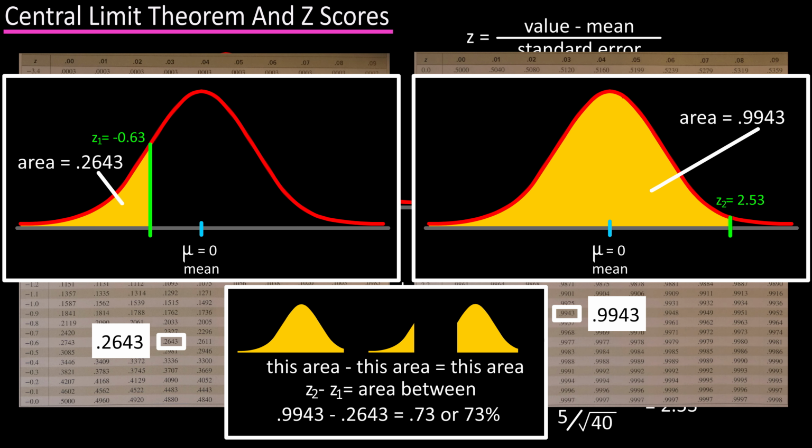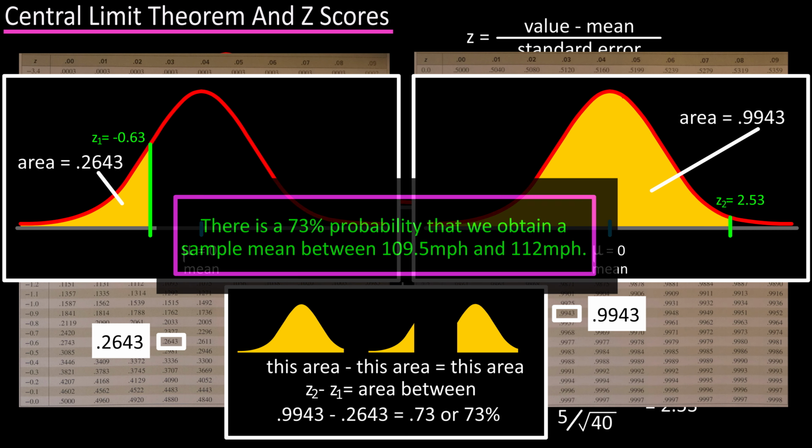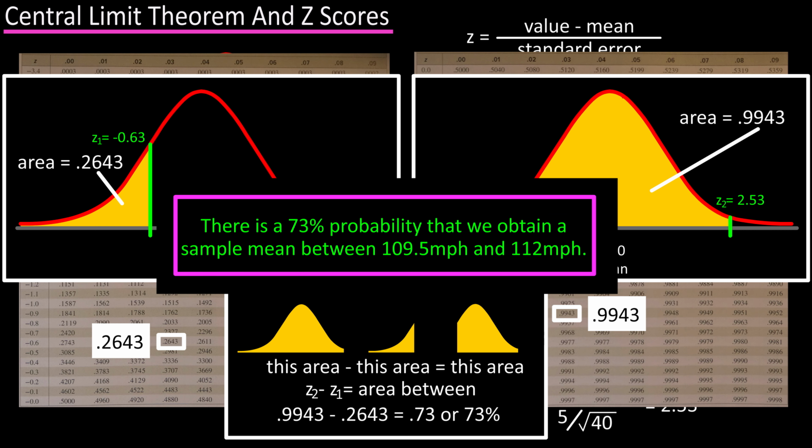0.9943 minus 0.2643 equals 0.73. So there's a 73% probability that we obtain a sample mean between 109.5 and 112 miles per hour. Alright my friends, that be the basics on how we can use the central limit theorem along with z-scores to find the probabilities for sample means.